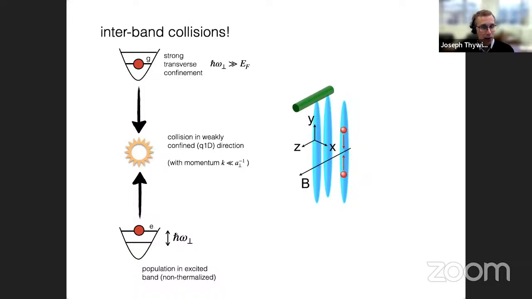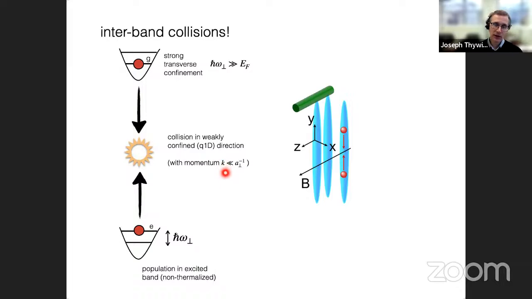And the answer to this strange behavior lies in interband collisions. So what's happening is an atom in the ground band is colliding with one of these few atoms that are in the excited bands. Those excited bands are populated because when we ramp on the lattice, we accidentally and non-adiabatically populated them. And with even a small amount of impurity atoms in that excited band, you end up getting a very strong interaction.